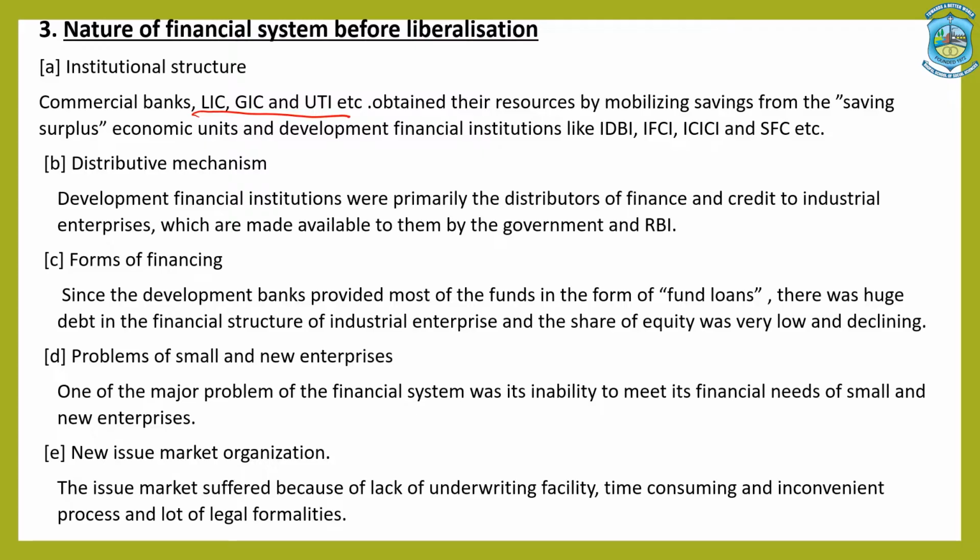Then we have the distributive mechanism. Development financial institutions were the primary distributors of finance and credit to industrial enterprises. Then form of financing: the majority of funding was done in the form of debt, so there was less equity financing and more debt financing. Then we have the problems of small and new enterprises. One of the major problems of the financial system was the inability to meet the needs of small and medium sector enterprises. Majority of the funding went to huge industries. Then we have new market organization: there was a lack of underwriting facility and no broker houses, so there was a lack of funding to markets.